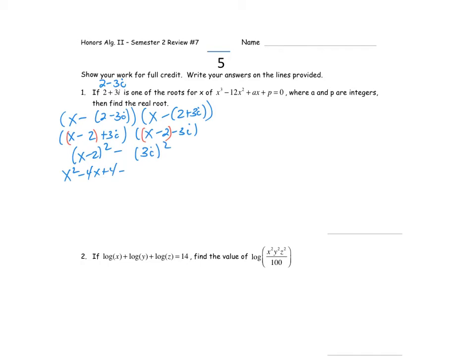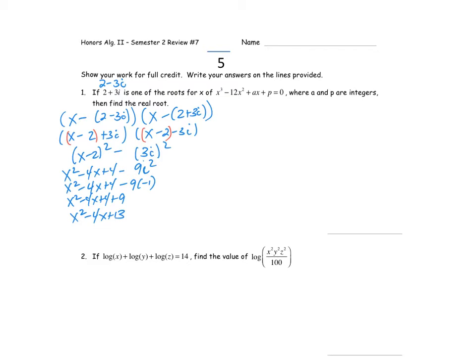And then 3i squared is 9i squared. Remember that i squared is equal to negative 1, so this becomes x squared minus 4x plus 4 minus 9 times negative 1, which will become a plus 9. So x squared minus 4x plus 4 plus 9, or x squared minus 4x plus 13. This is a quadratic factor of our polynomial.